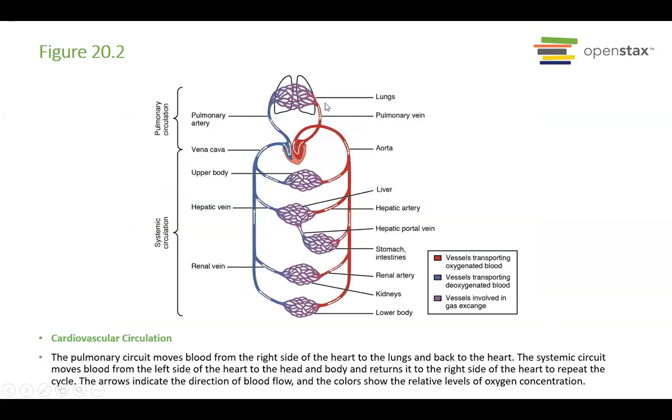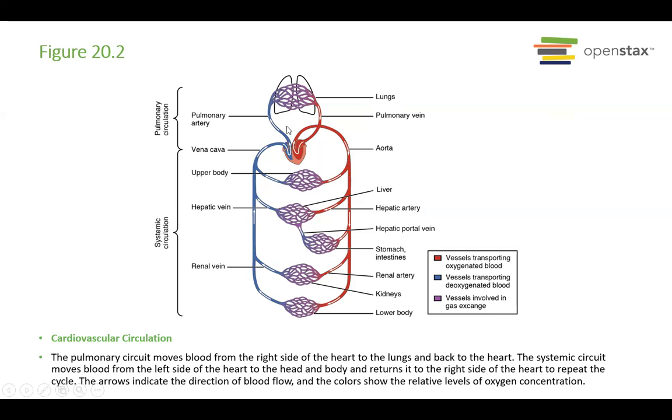We have learned that the pulmonary circuit is a circuit that involves the lung. That's why they call it the pulmonary circuit. The pulmonary circuit moves the blood from the right side of the heart to the lungs and back to the heart, while the systemic circuit moves the blood from the left side of the heart to the head and the body, and returns it to the right side of the heart in order to repeat this cycle. The arrows indicate the direction of the blood flow, and the colors show the relative levels of oxygen. So red means oxygenated.